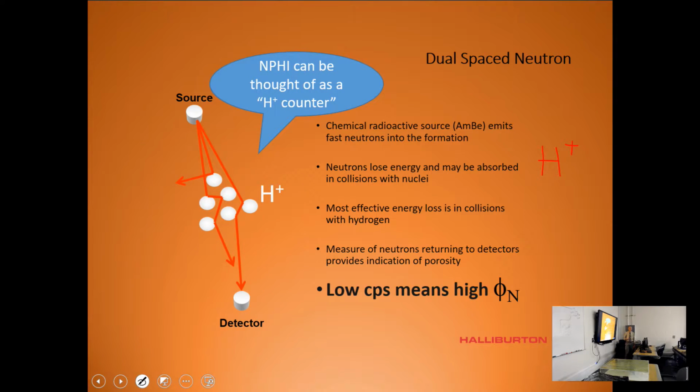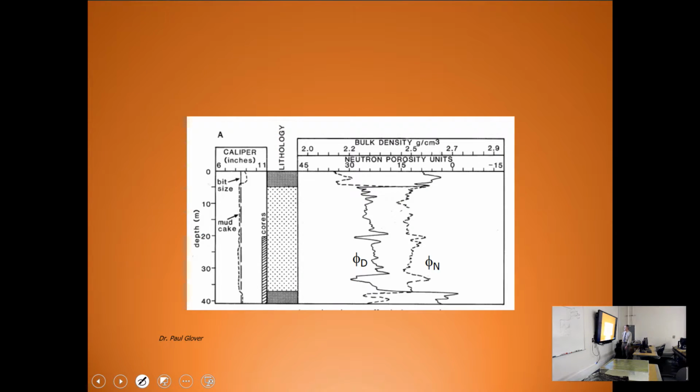So the simplest way to think of a neutron tool, I once went to the office of Halliburton in Vernal. It's closed now, but I asked the guy to explain how the neutron tool worked. So instead of going through all this sort of stuff, he just said, it's a hydrogen counter. Like, yep, okay, that works. There's a lot more details. But if you remember one thing, it's a hydrogen counter, and you're hoping that the hydrogens are all just going to be in the pore spaces, and then you have the porosity.